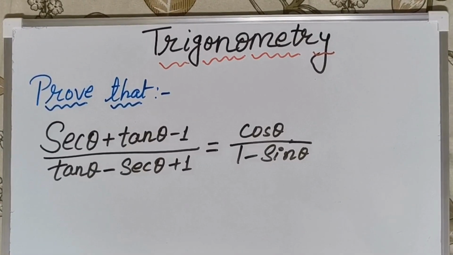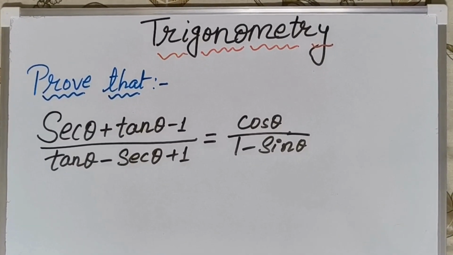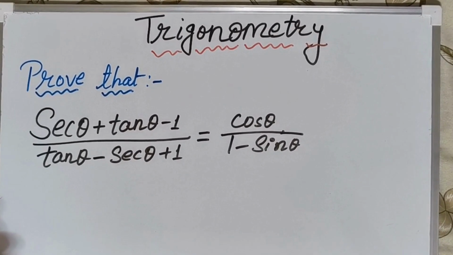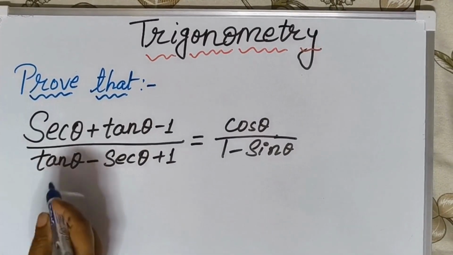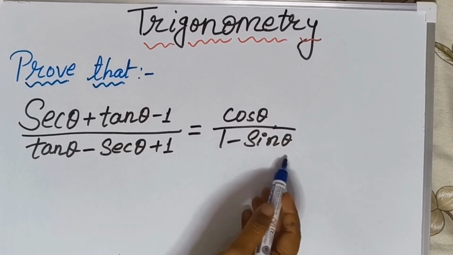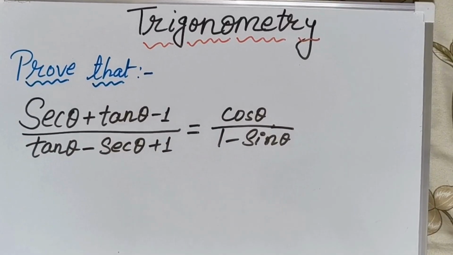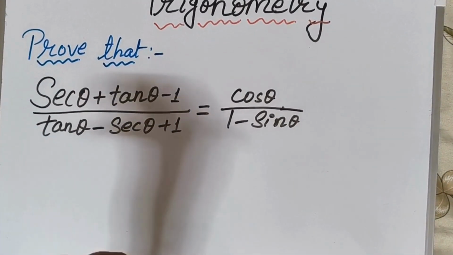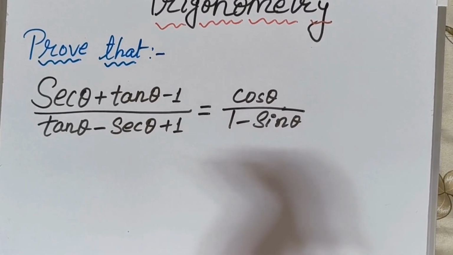Hello all. Today we will discuss one question from trigonometry. Prove that (sec theta plus tan theta minus 1) by (tan theta minus sec theta plus 1) equals cos theta by 1 minus sin theta. It's a very important question, so we will see slowly, step by step, how we can get the RHS.